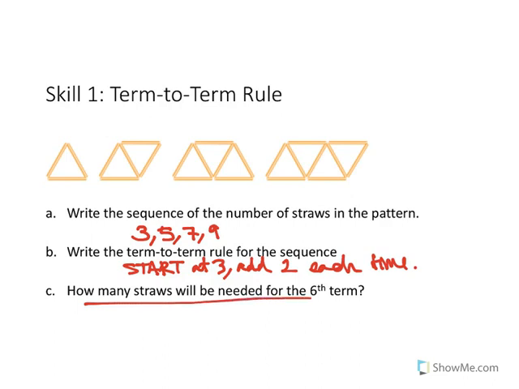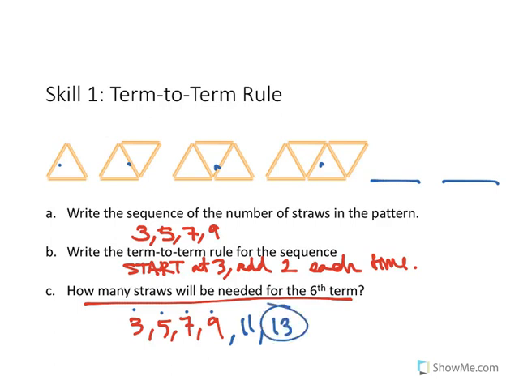How many straws do we need for the 6th term? Well, if we keep going with this pattern, the 6th term is basically this: first pattern, second pattern, third pattern, fourth pattern. We need 2 more. So 1, 2, 3, 4, and then the 5th term will be 11. So the 6th term will have to be 13. So there will be 13 straws for the 6th term.